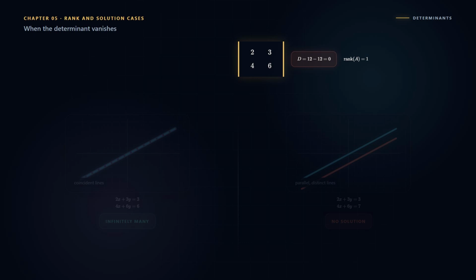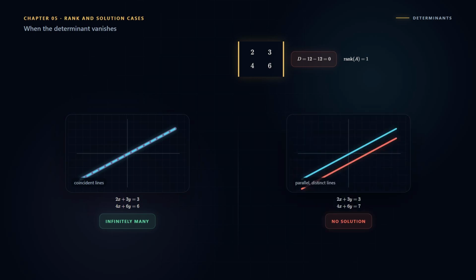If the equations are 2x plus 3y equals 3 and 4x plus 6y equals 6, the second equation repeats the first. The lines coincide, and infinitely many solutions remain. If the second right-hand side is 7 instead, the coefficients still describe the same left-hand side, but the demanded result conflicts. The lines are parallel and distinct. There is no solution.